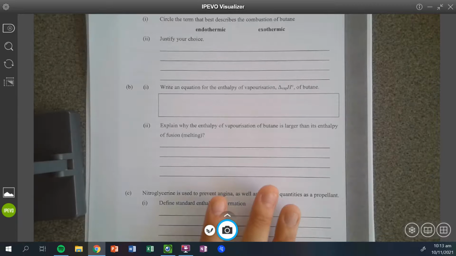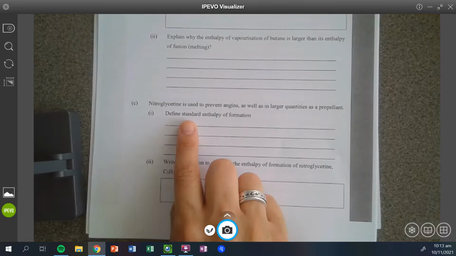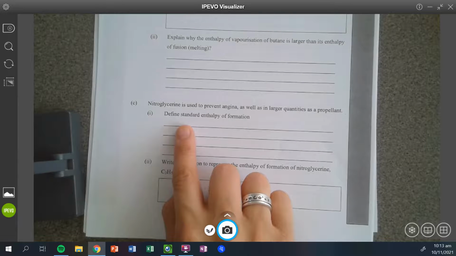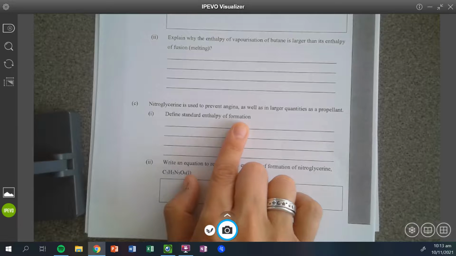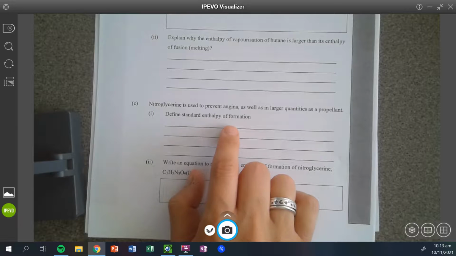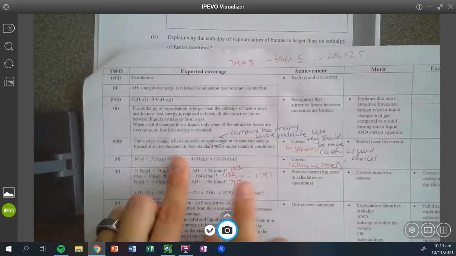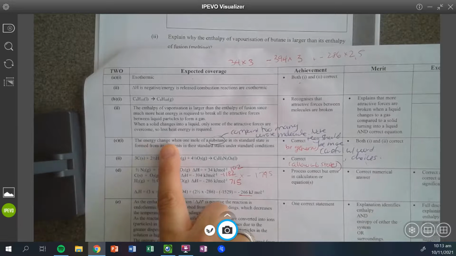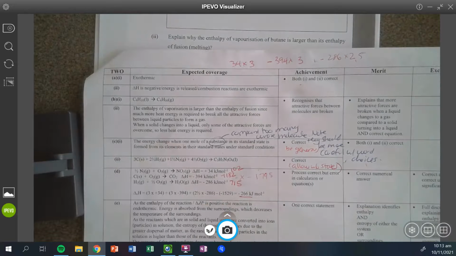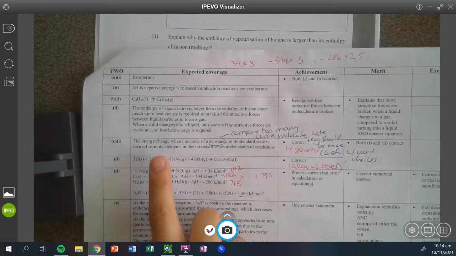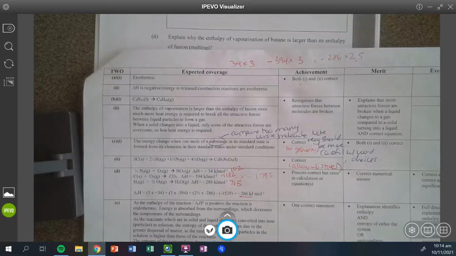A lot of you struggled with definitions, so standard enthalpy of formation. Make sure you know your definitions. In this case, be very mindful that we're looking for the energy change. Don't say required, because you don't necessarily know if it's an exothermic or endothermic reaction. You might have seen on your paper I wrote required or released, or you can just say energy change, because that encompasses both possibilities. You don't know if this is an endothermic or exothermic reaction, so you shouldn't specify what's happening to the energy. Does that make sense to you?